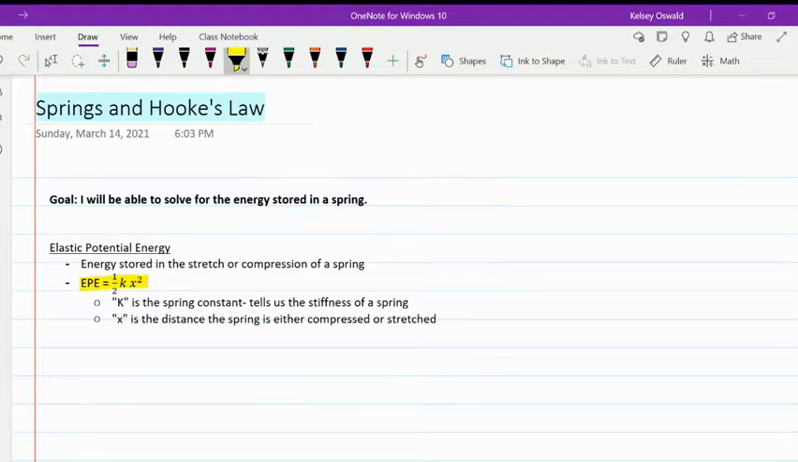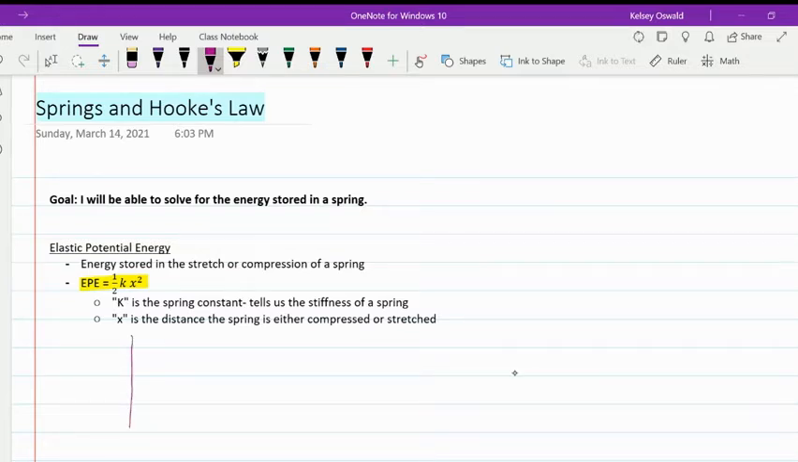spring constant, and that's going to tell us the stiffness of the spring. So how easy or how hard it is to deform that spring. And x is going to be the distance that the spring is either compressed or stretched from equilibrium. So a main part of solving for this energy is going to be that spring constant k. That's going to vary from spring to spring, and it's going to tell us how much force is required to either stretch or compress that spring.